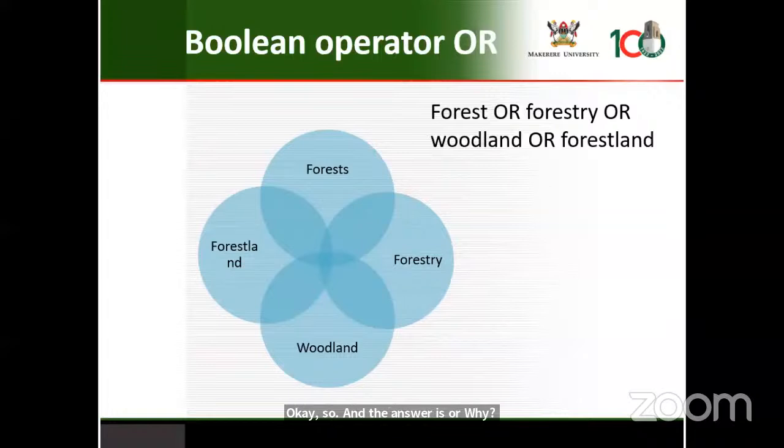Why? Because I am looking for literature that has either forestry or forest or forest land or woodland or all of those in the studies that I retrieve. So do you see that or widens your search? But what we are talking about is the intersection coming. So or widens your search, but brings in the various studies with either of these. It could have forest and forestry alone. It could have forest alone. It could have all of these words in them. Okay?